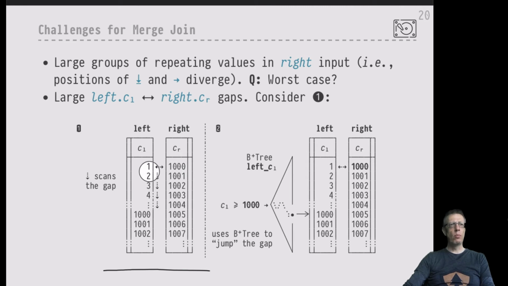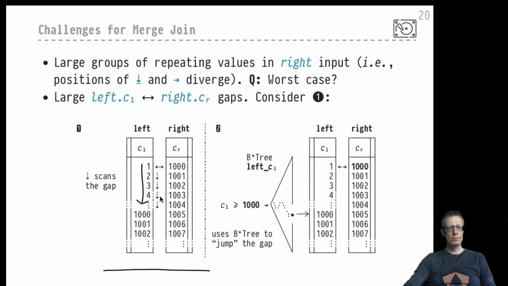We would perform the scanning here, and that scanning would go on and go on and go on, and it would take its time until we finally reach a value region inside the left-hand side table, inside the CL column, that can contribute actual join partners. So we really need to invest some effort to scan the gap here. This is how it's implemented inside PostgreSQL, in most implementations of merge join.